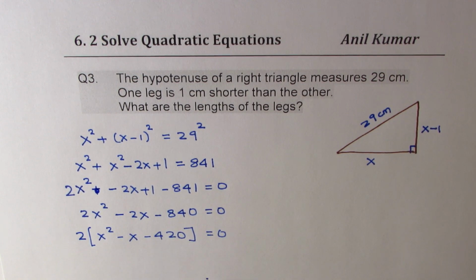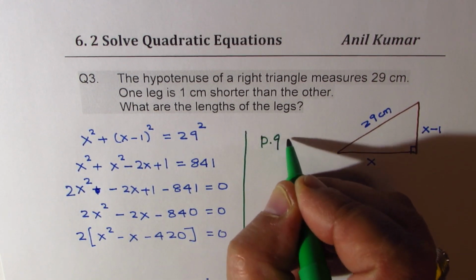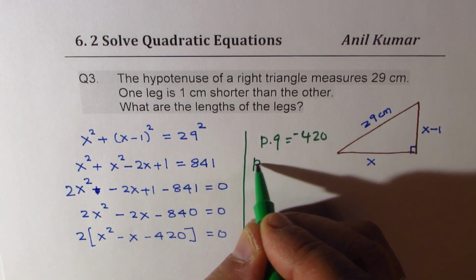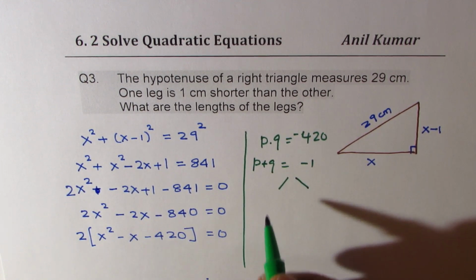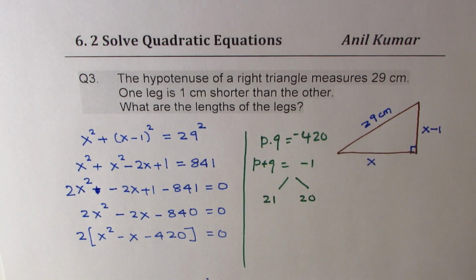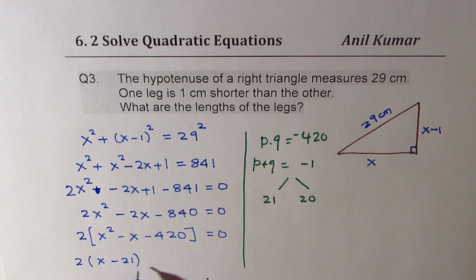Now we are looking for two numbers whose product is 420. So we are doing factoring. So we're looking for two numbers, p and q, whose product is 420 with a negative sign and whose sum is what? Minus 1. So the two numbers could be 21 and 20, correct? 421 divided by 2 is 21. So you get these two numbers.